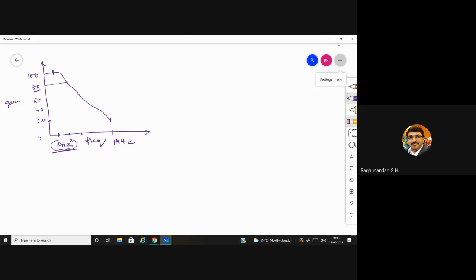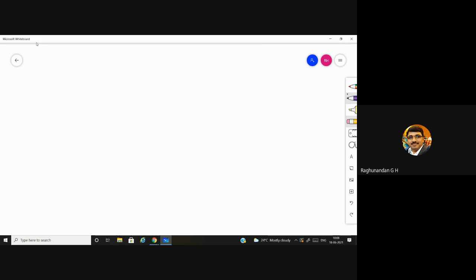Next, we have one derivation for CMRR, common mode rejection ratio. In the common mode rejection ratio, we are going to consider the two transistors as we have observed in the differential op amp. So we have considered two transistors similar to the ideal transistor, whatever we have taken.